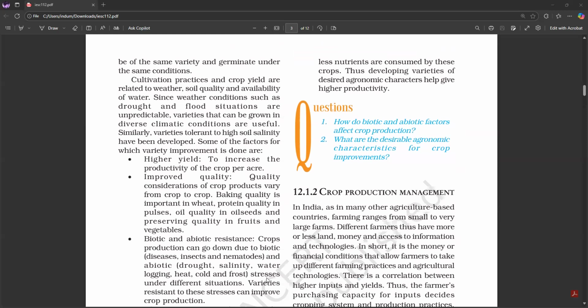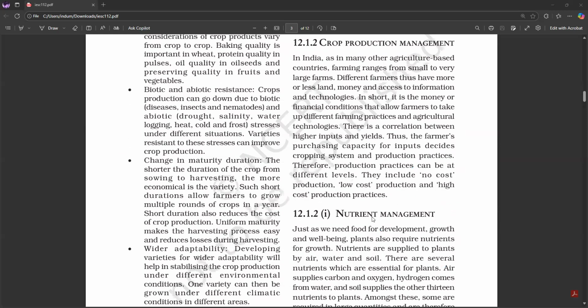12.1.2 Crop Production Management. In India, as in many other agriculture-based countries, farming ranges from small to very large farms. Different farmers thus have more or less land, money, or access to information and technologies. In short, it is the money or financial conditions that allow farmers to take up different farming practices and agricultural technologies.